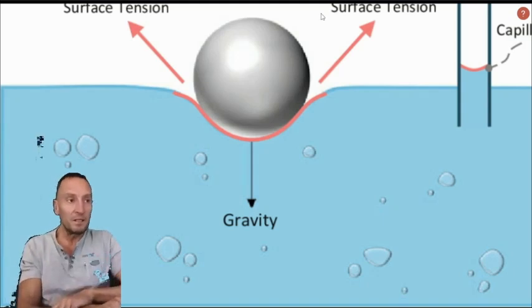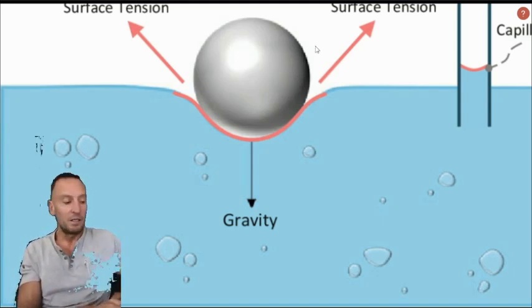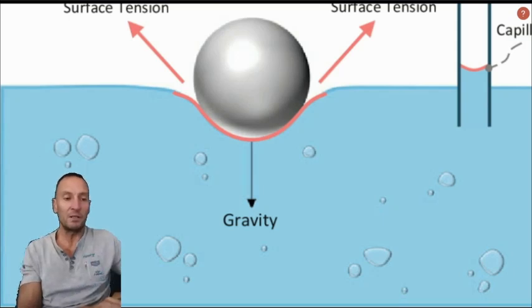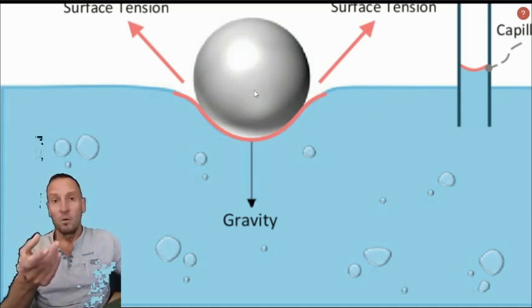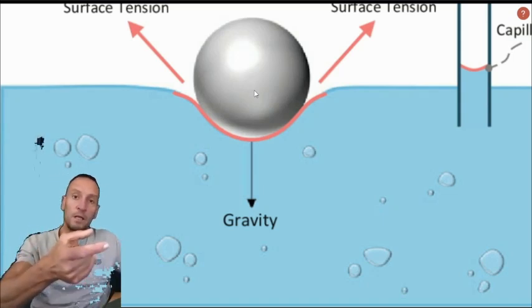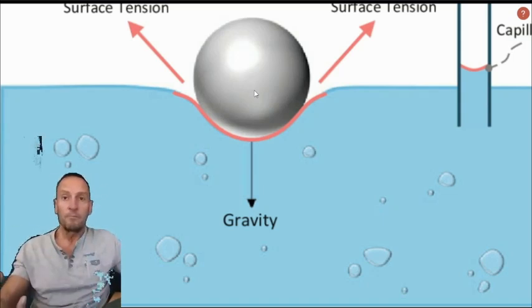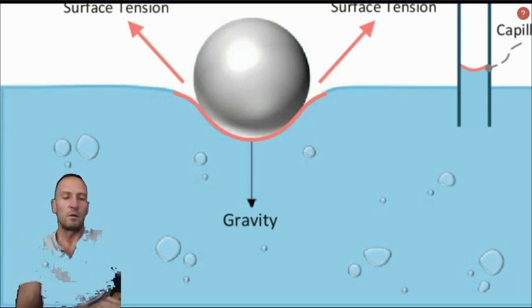Now this is what's called surface tension. This is actually what surface tension is, and this is why we've got floating. Otherwise these objects won't float, the needle and the razor.